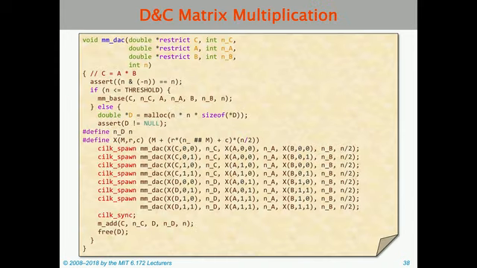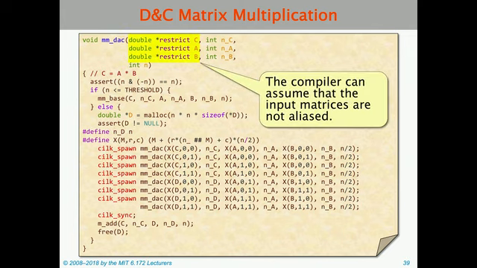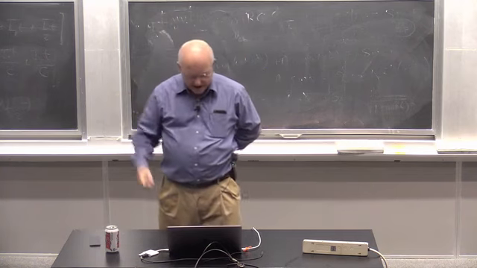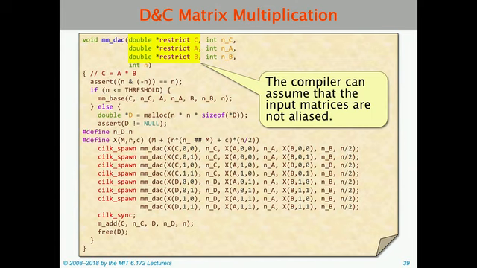And now here's my code, and I just want to point out a couple things, and then we'll quit, and I'll let you take a look at the rest of this on your own. Here's my divide and conquer matrix multiply. I use restrict. Is everybody familiar with restrict? It tells the compiler these things you can assume are not aliased, so that when you change one, you're not changing another. That lets the compiler produce better code.